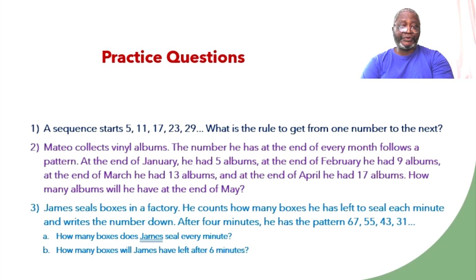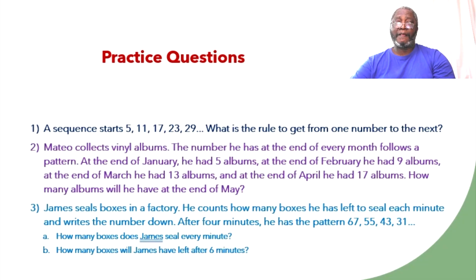Question 3. James seals boxes in a factory. He counts how many boxes he has left to seal each minute and writes the number down. After 4 minutes, he has the pattern 67, 55, 43, 31. How many boxes does James seal every minute? How many boxes will James have left after 6 minutes? So these are the 3 questions.